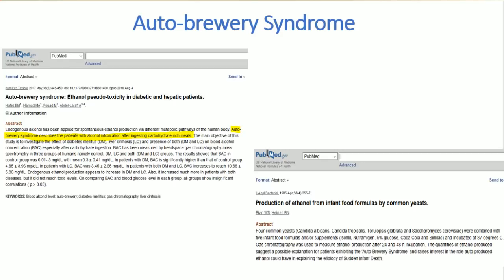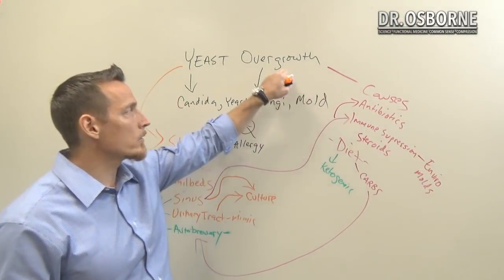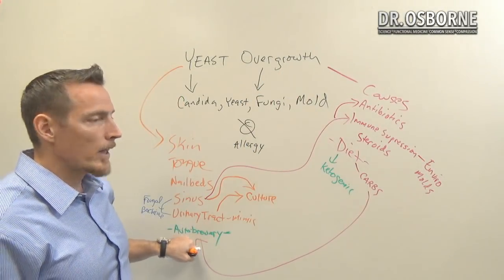So very, very important that you recognize that, especially if you've been on a bunch of antibiotics recently and you really have a lot of brain fog and you're really struggling and you don't know what's going on. It could very possibly be that those antibiotics created a yeast overgrowth that led, again, to that type of problem.